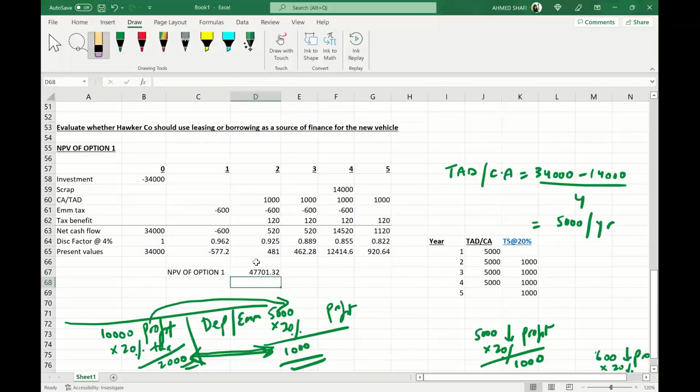477, sorry, negative 13,000. Negative 20,298.